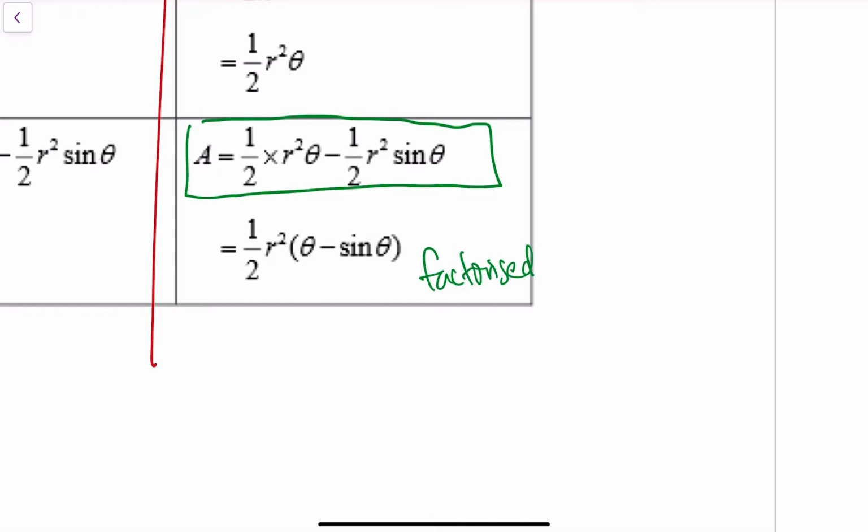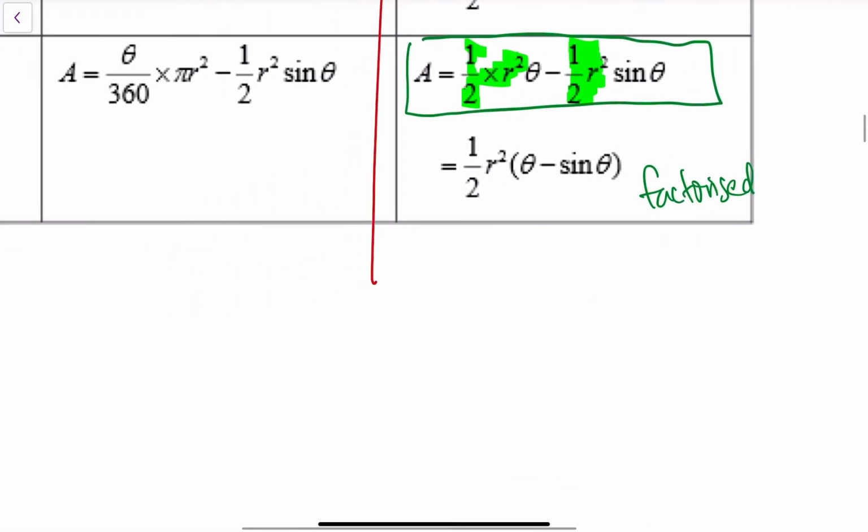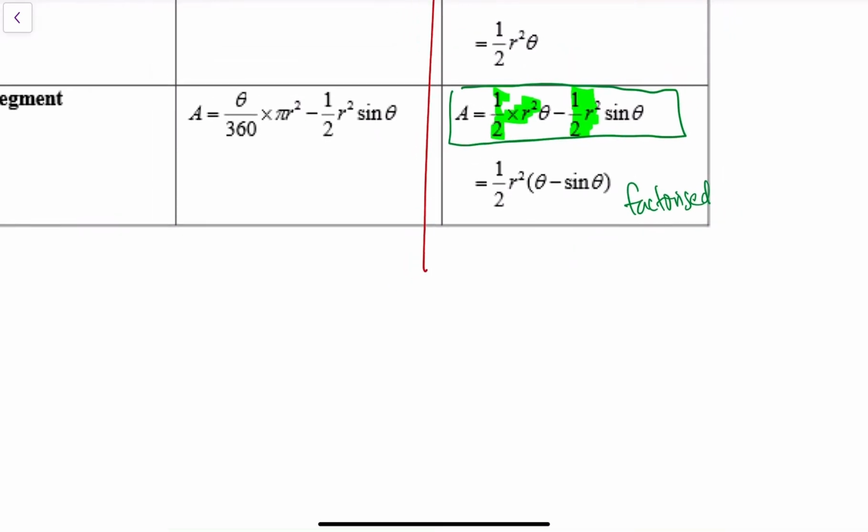I'm going to highlight for you to see. Do you see half r squared? This one also has half r squared. Since both of them have half r squared, I can factorize it. So what you have in the second line here is actually the same formula, but they factorize a half r squared. Can I factorize the one for degree? You can also, because this one has r theta, this one has r theta. You can also factorize it, but it's not conventional for us to do that.